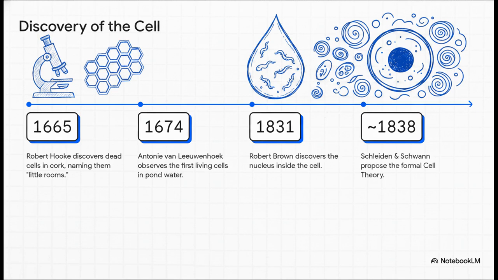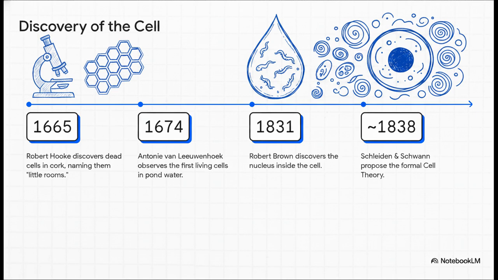It wasn't until about a decade later that another scientist, Antony van Leeuwenhoek, decided to look at a drop of pond water, and what he saw blew his mind, tiny living things swimming around. He called them animalcules, which is just an amazing name. Then fast forward to 1831, and Robert Brown makes a huge discovery. He spots the dark spot in the middle of the cell, which we now know as the nucleus.